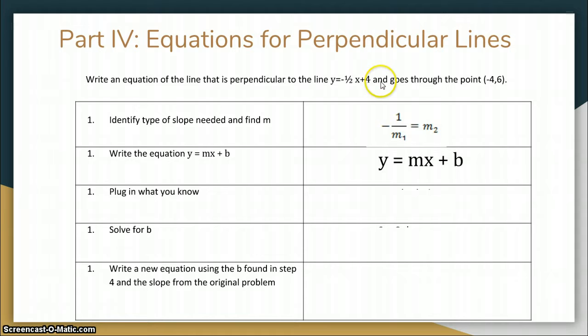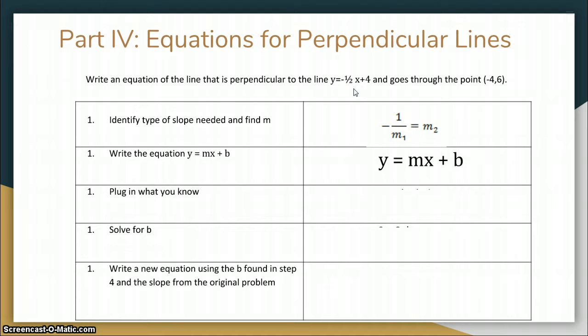And in this case, what that will be is we take the opposite reciprocal of -1/2. Well, that negative becomes positive. That 1 over 2 becomes 2 over 1. So we have positive 2 over 1, or just 2 for our slope. Happens to be the same as the previous example. Go figure. Now, again, once we have our slope of 2, we know we have y equals mx plus b.